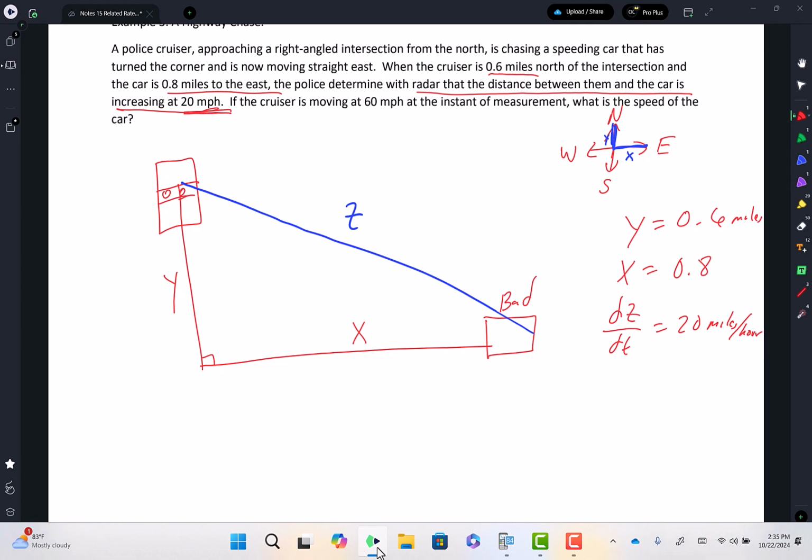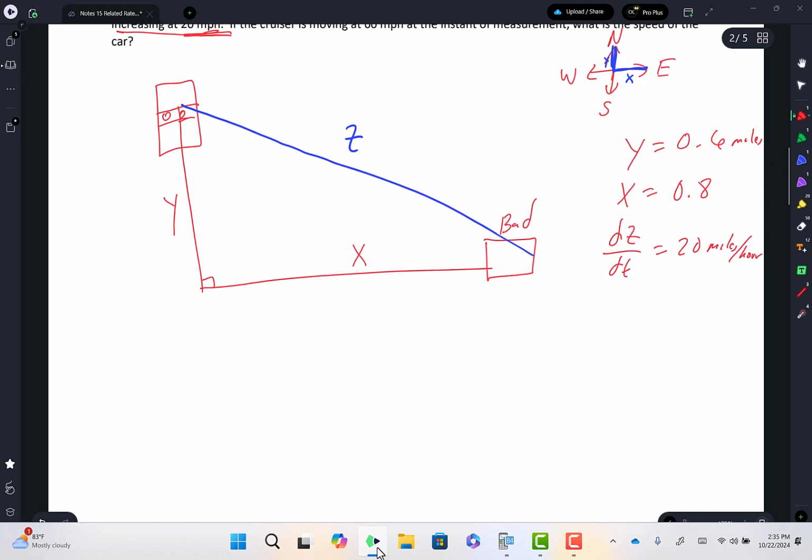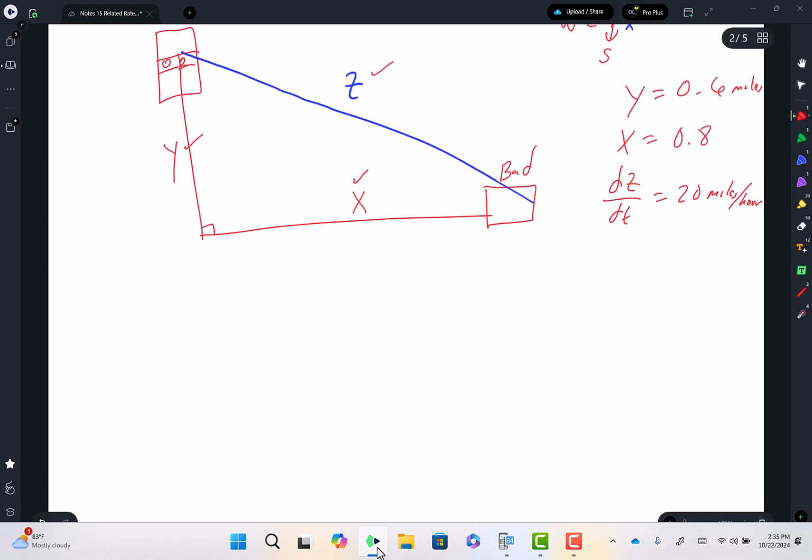Let's see, what else do I need? Okay, there it is. That's it. Well, we'll figure out what we need in a little bit. What connects all three of these variables, x, y, and z? There's a formula that you learned in geometry. What's the name of that theorem? The Pythagorean theorem, x squared plus y squared equals z squared.